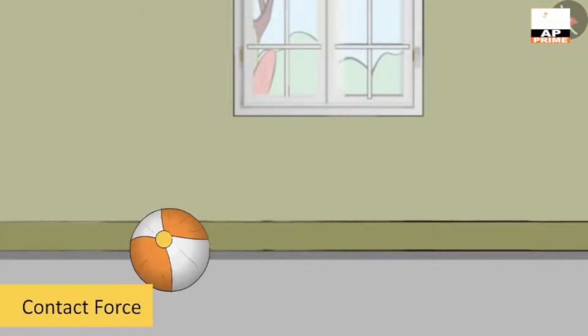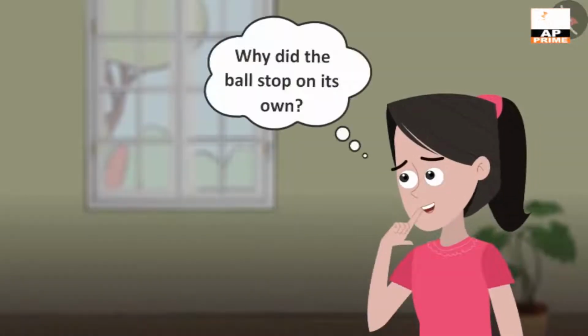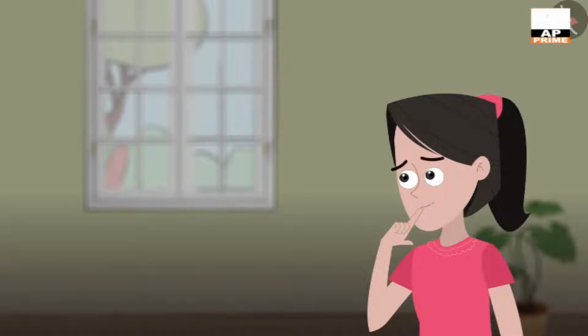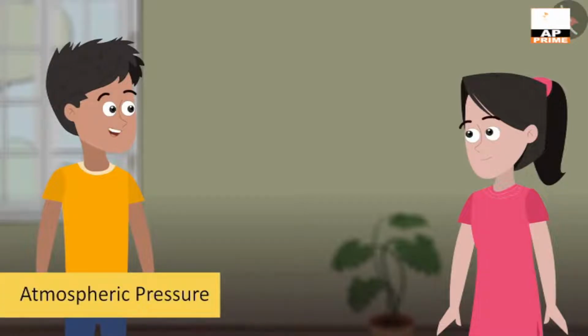Oh, my ball! Help me catch it, please. There is no force on this ball. Even then it slowed down and stopped in the end. How did that happen? Was there any force on it too? Sanya, do you know there is a layer of air around our Earth? The pressure exerted by this layer is called atmospheric pressure.